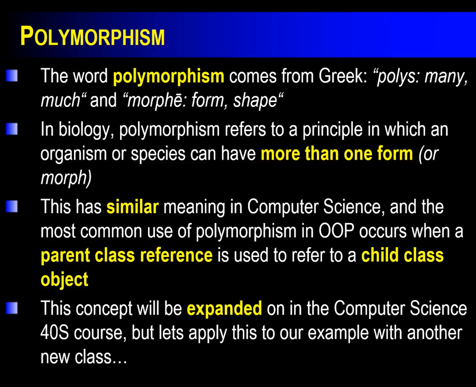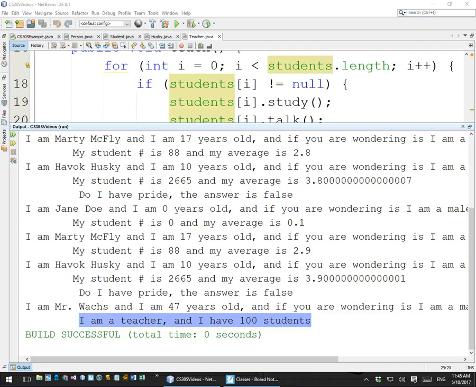We hear the prefix poly in words like polygon or polynomial. Again, it means many. Morph as well we hear in lots of different things. It actually is a biological term, polymorphism, which is an organism that has more than one form or morph, for example a moth, a butterfly, etc. So this has a similar meaning in computer science. The most common use of polymorphism in object-oriented programming is when a parent class is being used to refer to child classes within things like method calls. Obviously, this is a big example, but let's see how we can apply this to our example.